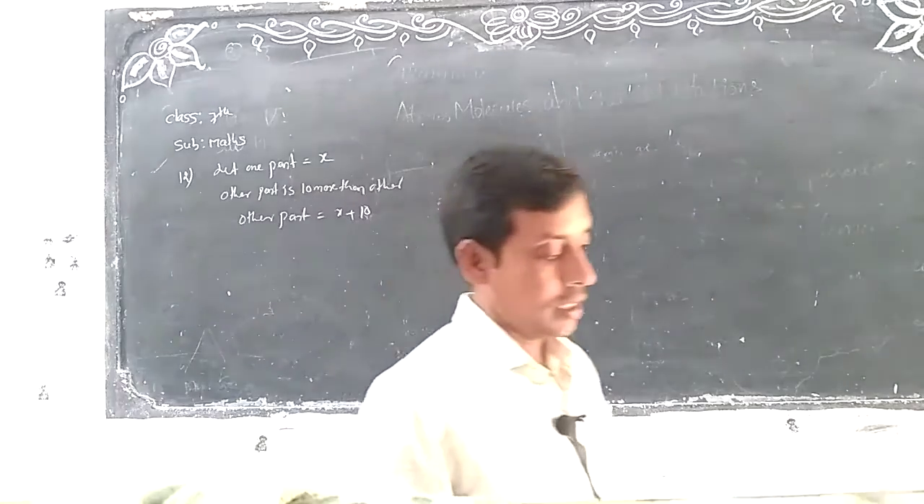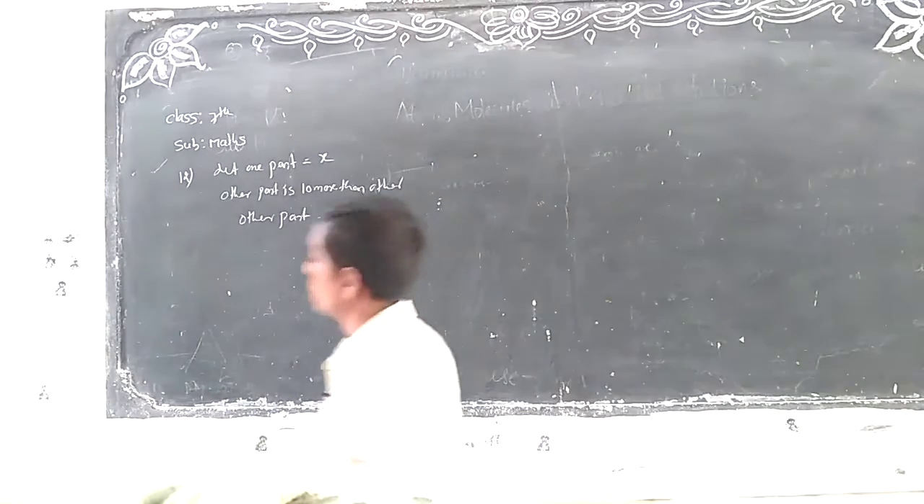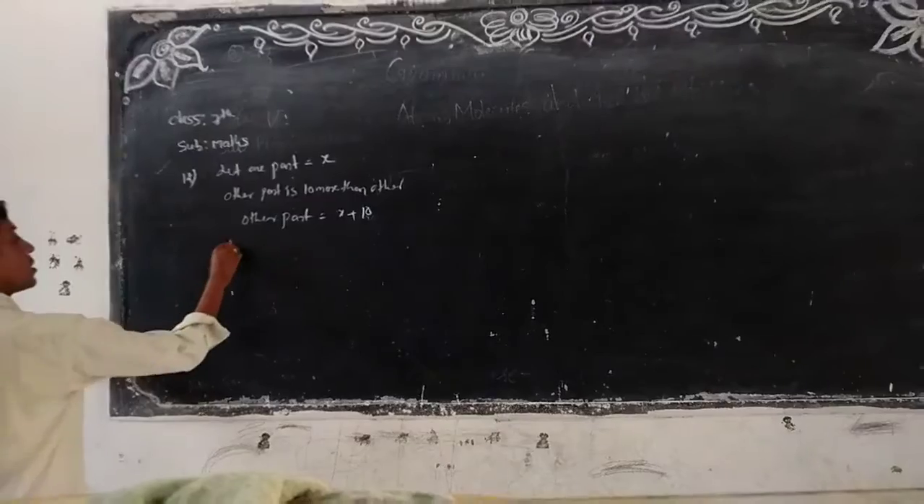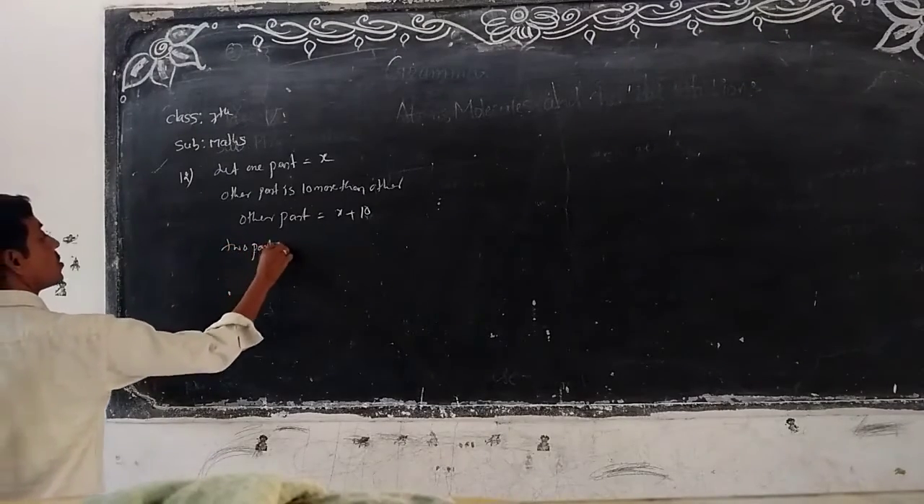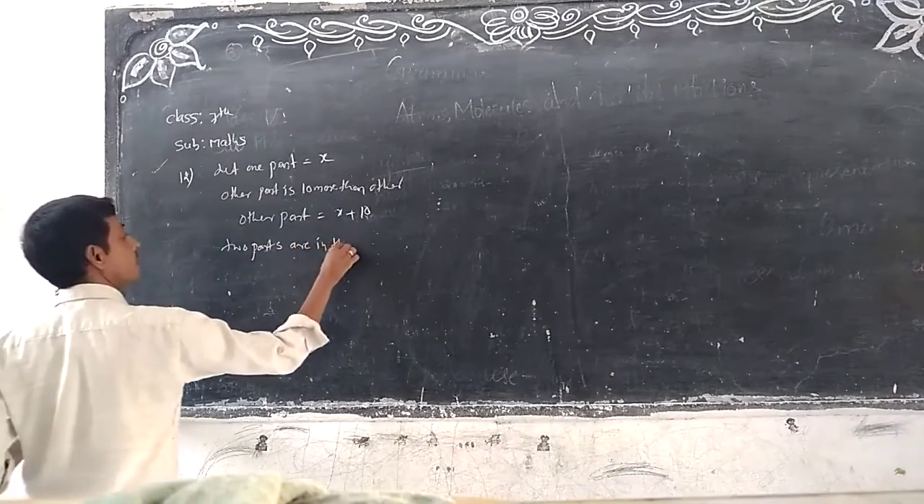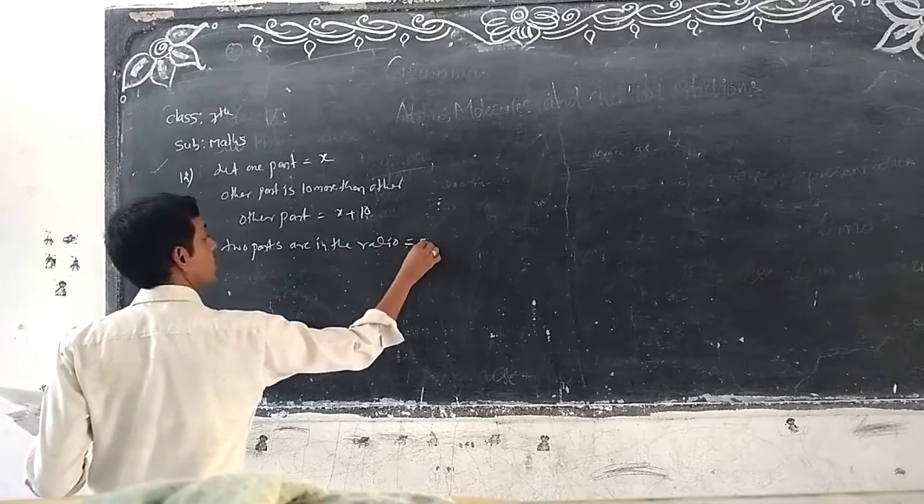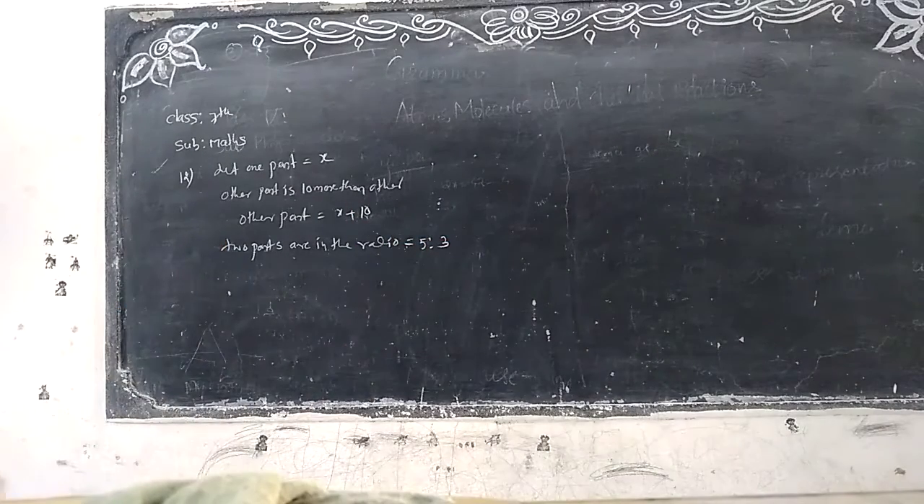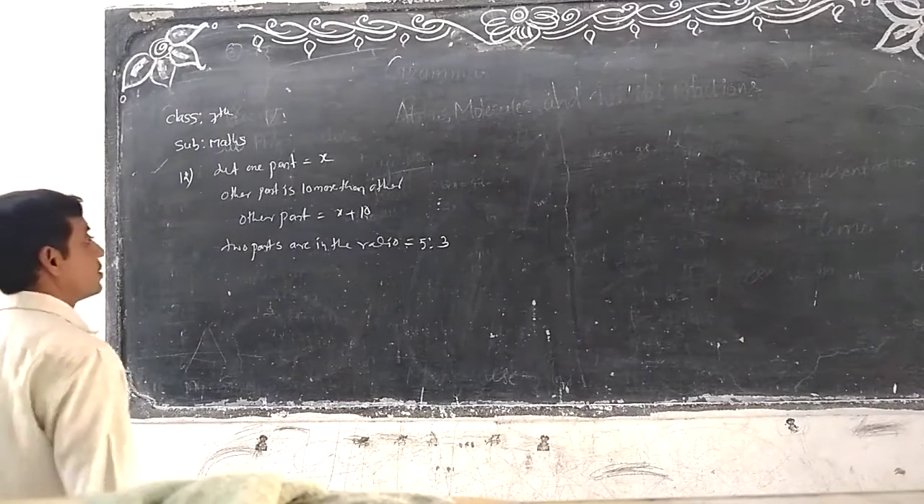If the two parts are in the ratio, what is the ratio? 5:3. Next, find the two parts. Okay? We have to find out the two parts. First, so we'll find out this one.